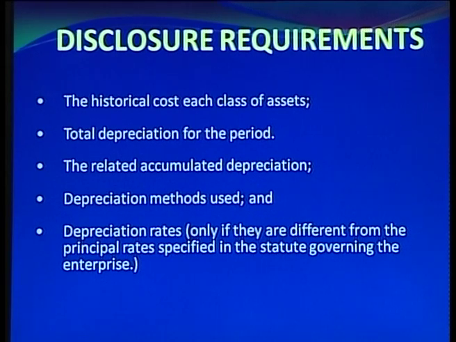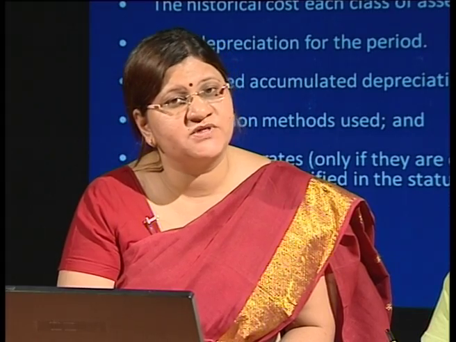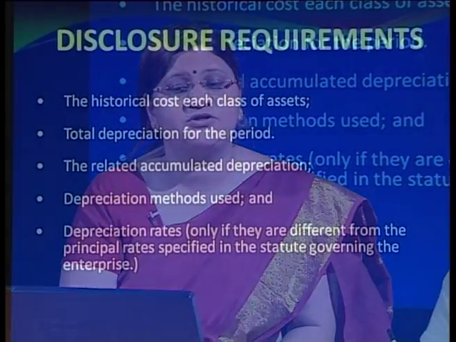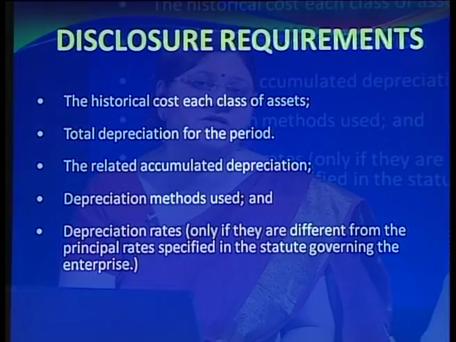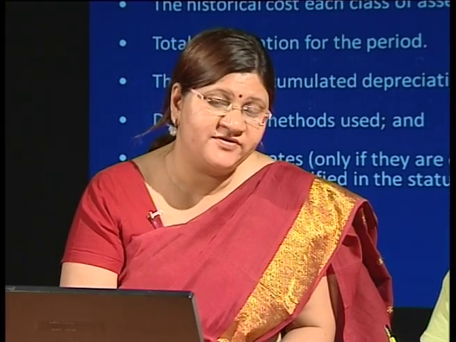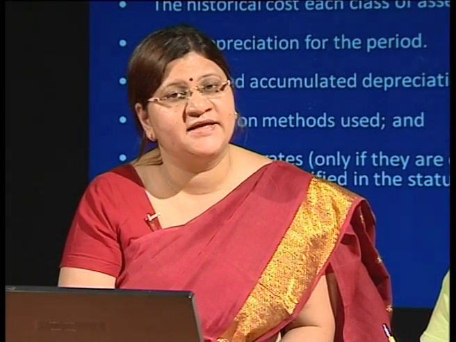In the balance sheet on the asset side, we have to show the historical cost of each class of assets, that is for land and building, for plant and machinery, for furniture and fixtures. We have to separately disclose the historical cost. Then total depreciation for the period has to be accounted for. We have to prepare the schedules of depreciation, fixed assets schedules, then a summary of the opening values and depreciation written off, and then we have to present this depreciation in the P&L account.